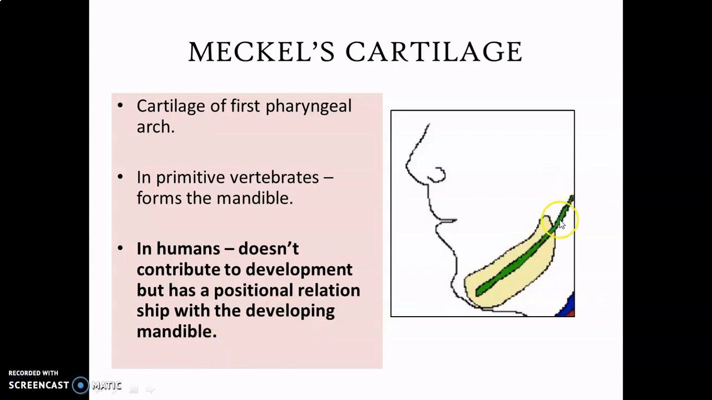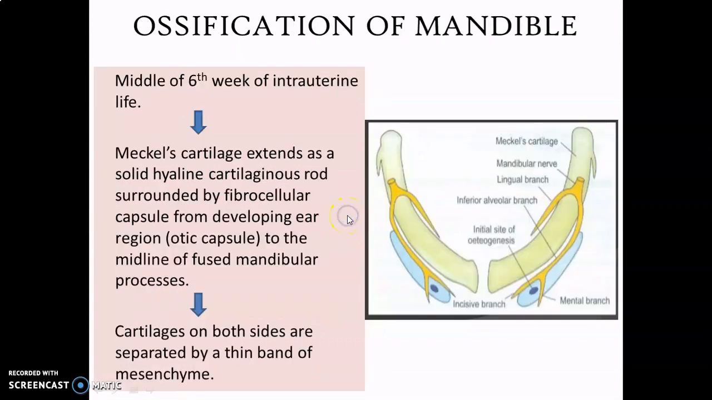So this Meckel's cartilage that extends from the ear region to the midline of the mandibular arch gives a positional guidance to the developing mandible, in that the mandible is formed almost parallel to this Meckel's cartilage. And the mandible is formed mostly by intramembranous ossification, that is, directly the mesenchyme of the first pharyngeal arch, that is the mandibular arch, is converted into bone of the mandible. So that is known as intramembranous ossification.